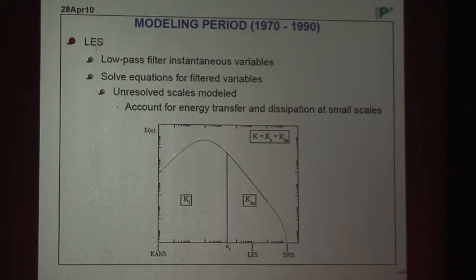I'll speed up. Low-pass filter, instantaneous. People solve equations for filter variables. These equations for the filtered equations are, in fact, very much like the average equations. They're formally equivalent. Basically what you do is you account for energy transfer between the large and the small scales, and you have a fixed cutoff.